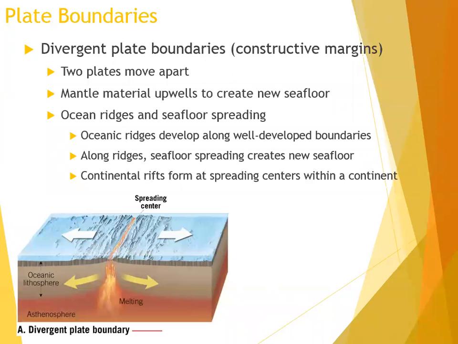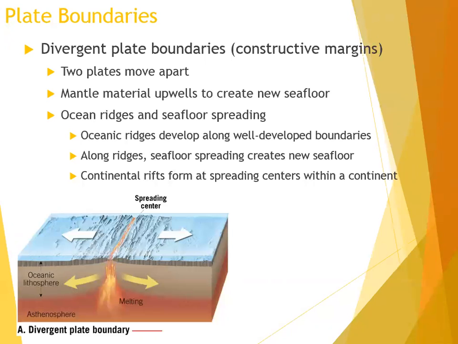Your divergent plate boundaries are your constructive margins. Your plates are moving apart, and as they move apart, the mantle is going to be able to upwell in this area. You're going to have magma coming up and forming new sea floor. It's going to create structures known as ocean ridges.